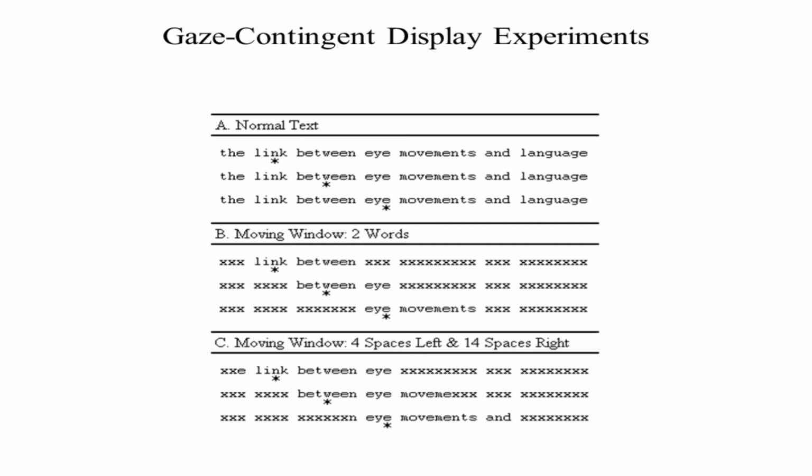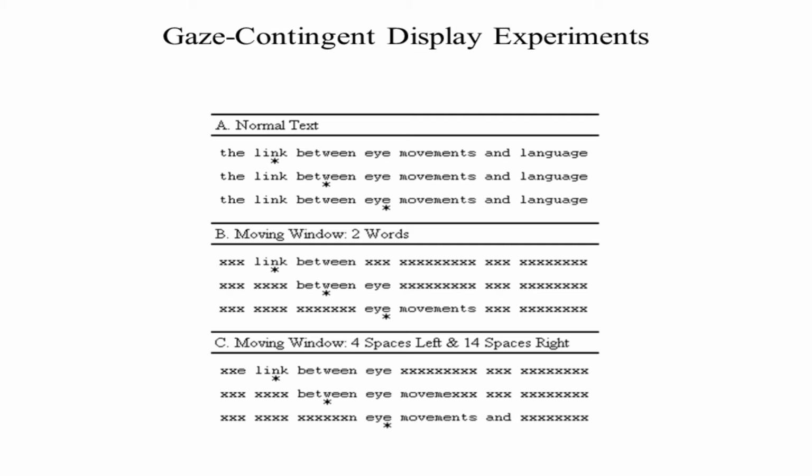In the middle panel, I'm showing a moving window paradigm where the word that's being looked at and the word immediately to the right is always visible, but the letters outside of that window have been replaced by X's. And what you can see is that as the eye position moves, this window of normal text moves along with it. Okay? And down in the bottom panel, you can see that that moving window has been made more asymmetrical, extending to the right 14 character spaces and to the left 4 character spaces.